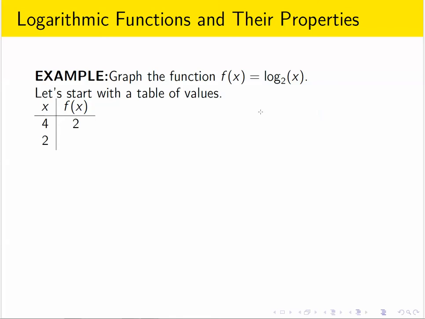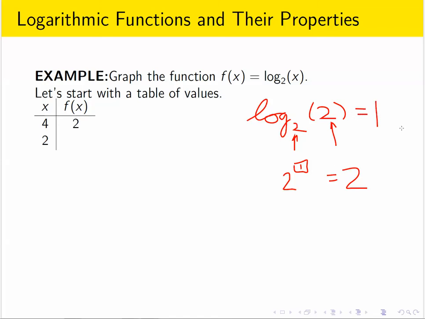Let's say I want log base 2 of 2. So now I'm asking what is f of 2, is log base 2 of 2. So what power of this base gives me this number? And the right exponent to fill in is a 1. So log base 2 of 2 is 1.